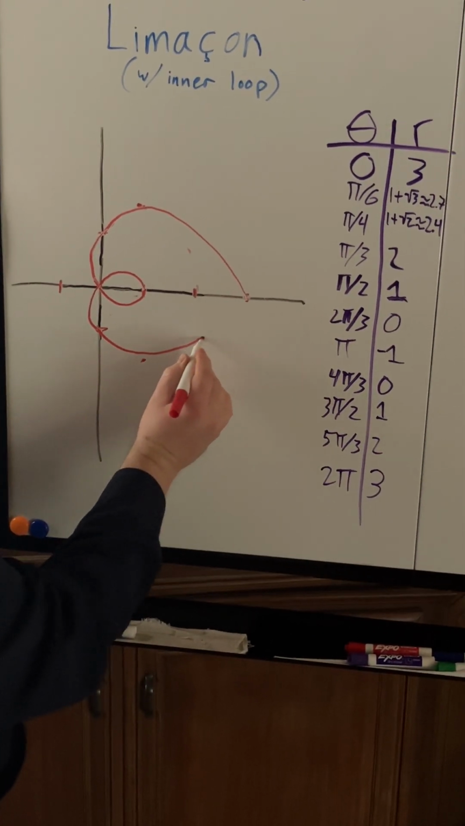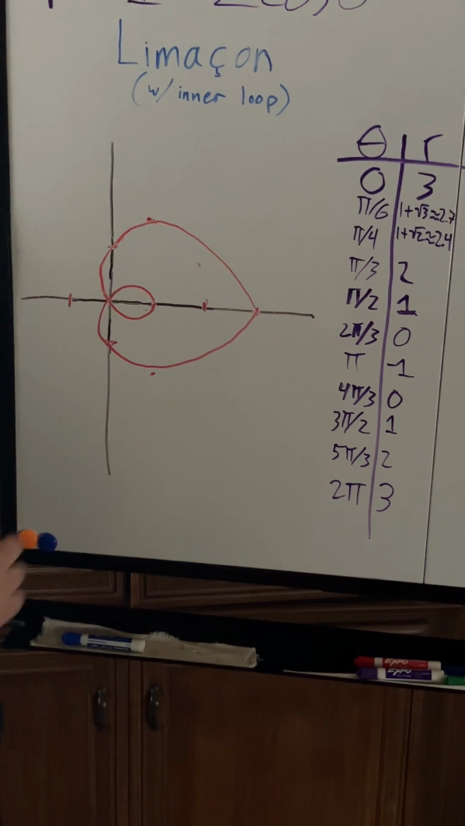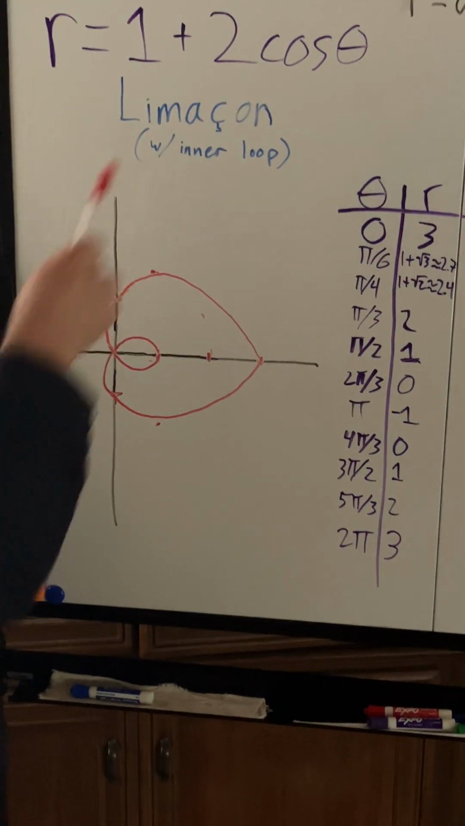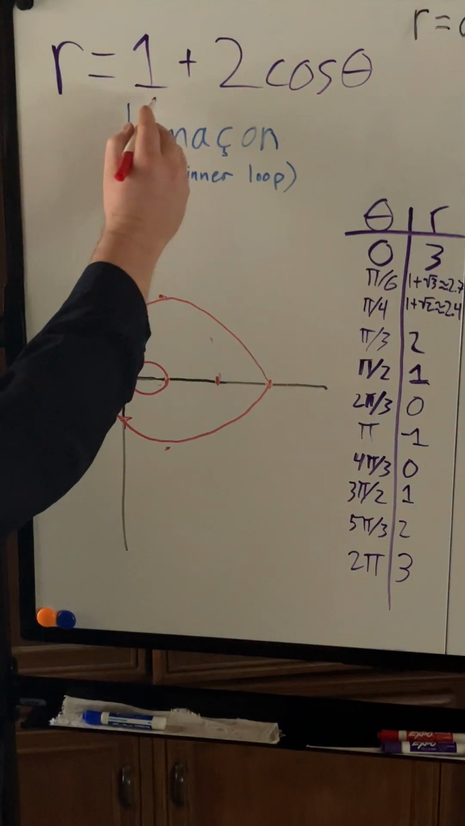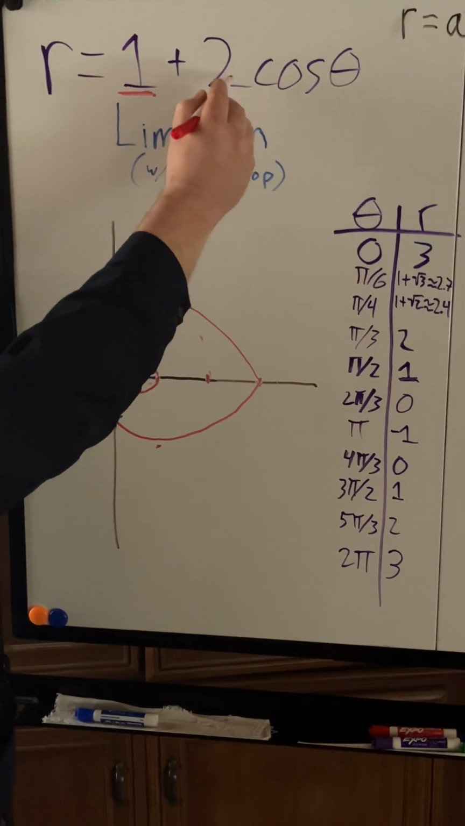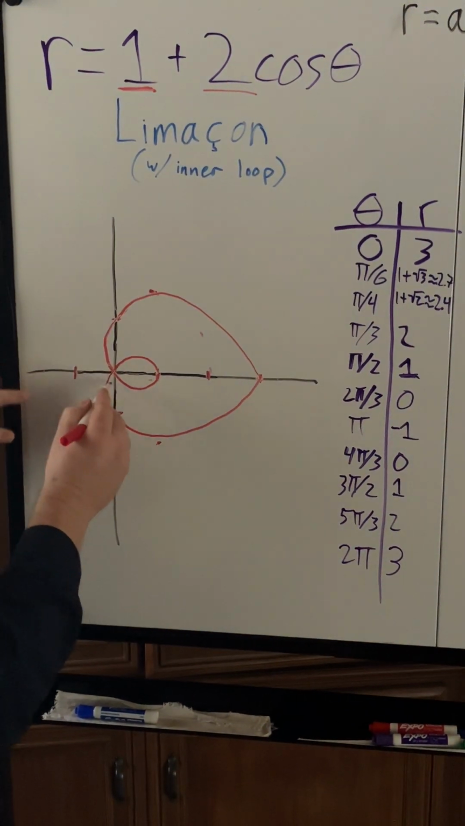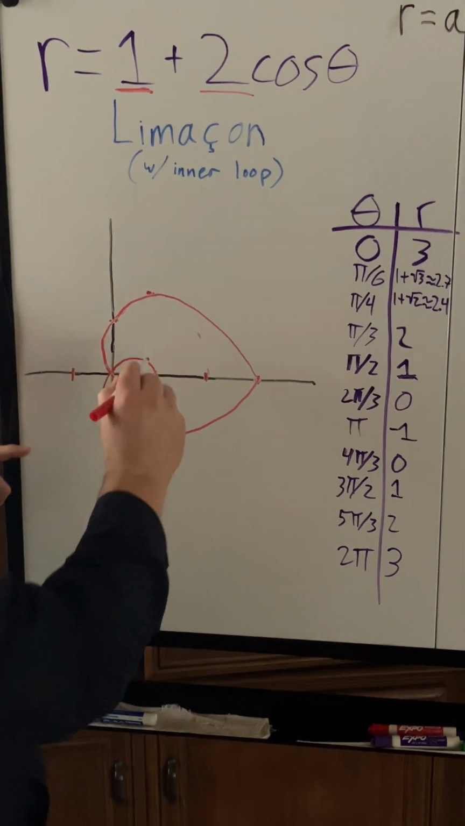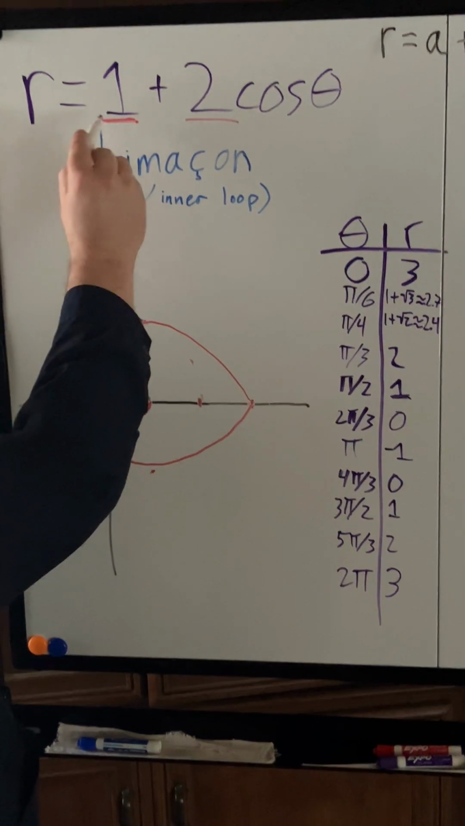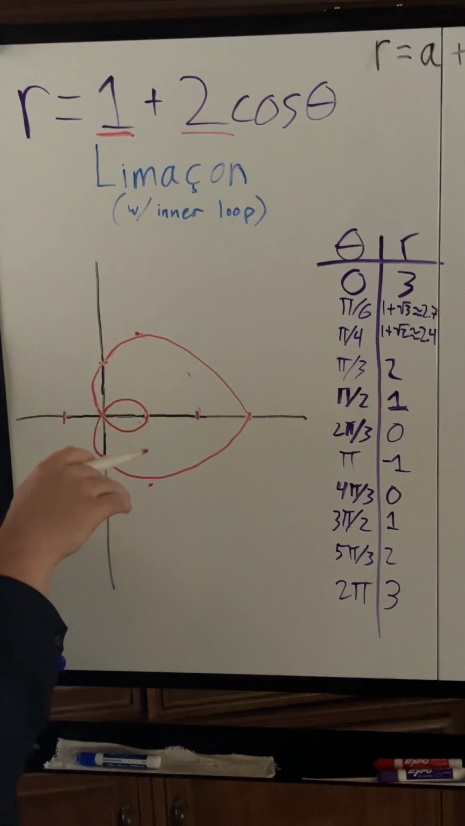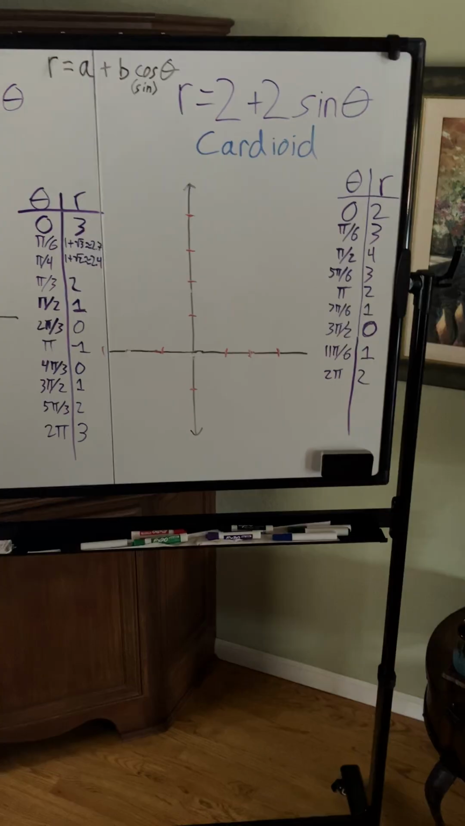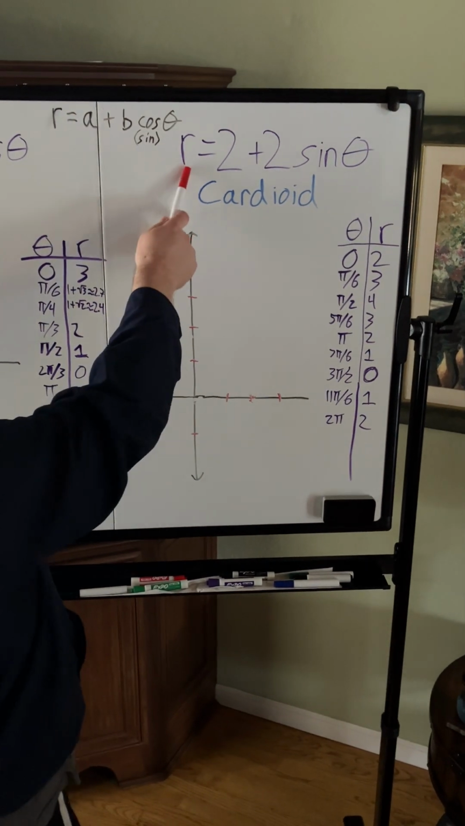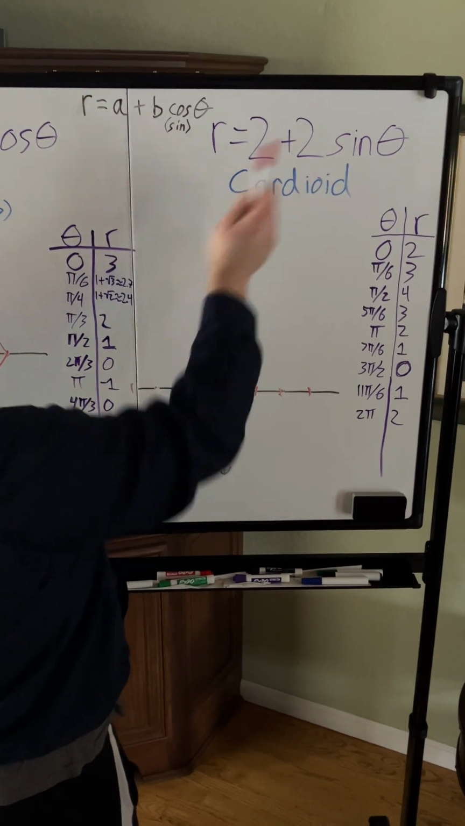Maybe there, boom. This would be a limaçon with an inner loop. And anytime this number is less than this number, you're going to end up getting that inner loop feature. Now, when these numbers are the same, you'll have what's called a cardioid, which is what we'll look at next. So let's look at r equals 2 plus 2 sine theta.